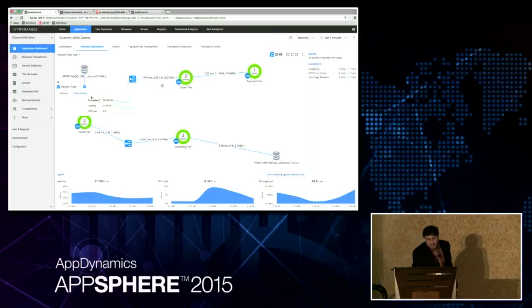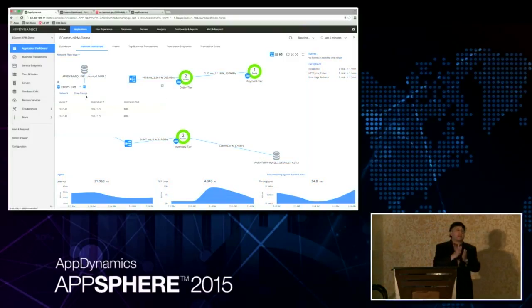We also have flow groups. So when communicating between network teams and application teams, people don't speak the same language. Network people talk in terms of ports and VLANs and IP addresses. So we make it very easy here to show, okay, for the communication going from the e-commerce tier to the load balancer, these are the IP addresses and ports in use.